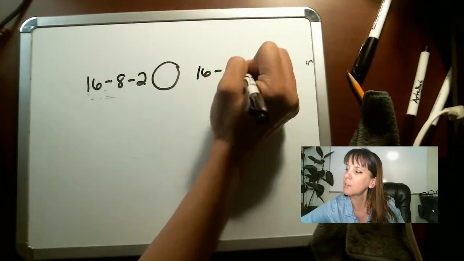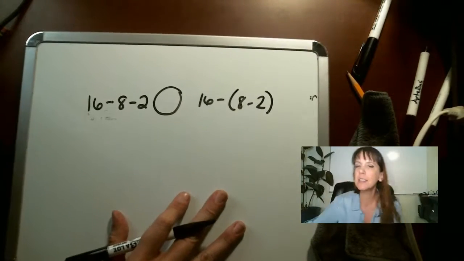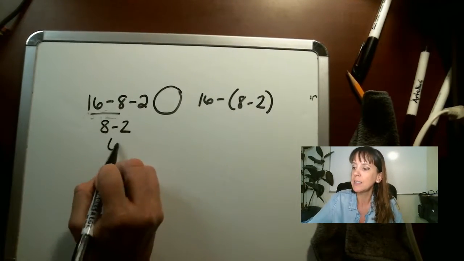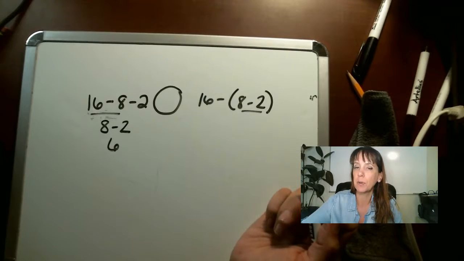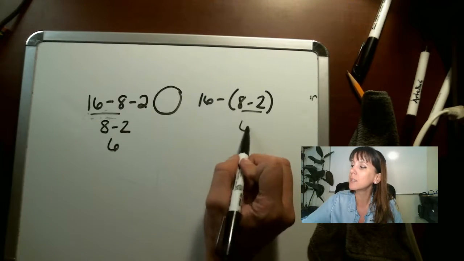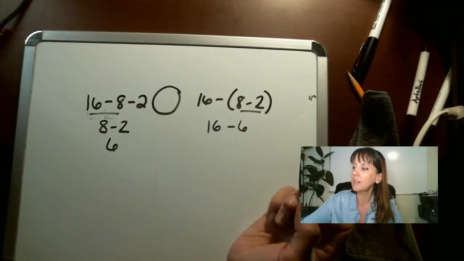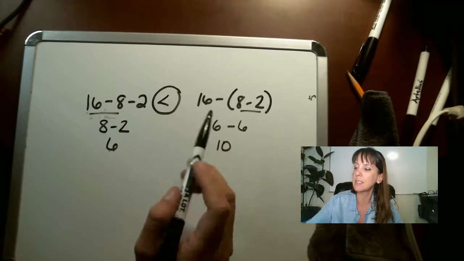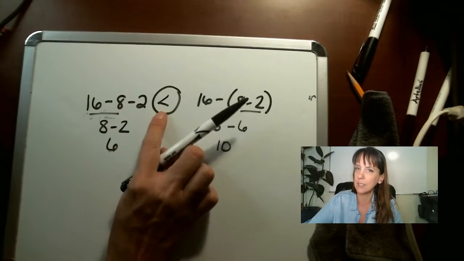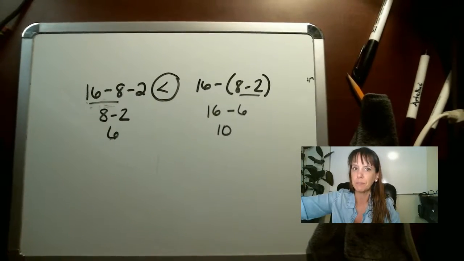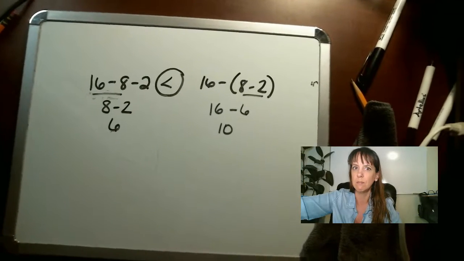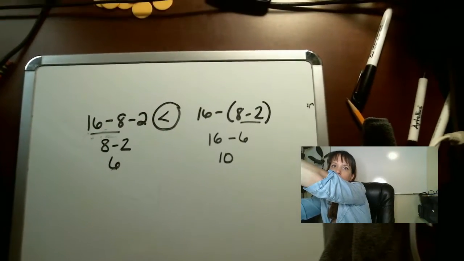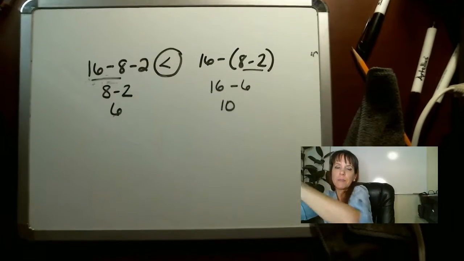All right, looking at B, compare 16 minus 8 minus 2 with 16 minus the parentheses of 8 minus 2. For the first, 16 minus 8 is 8, minus 2 is 6. Over here, we want to do the parentheses first. 8 minus 2 is 6. Bring down the rest of that. That gives us 10. So 6 is less than, because that looks like an L, 10. Okay, so I'm all crooked, you guys. I'm sorry. Oh, technology is fun. All right, let's try that.